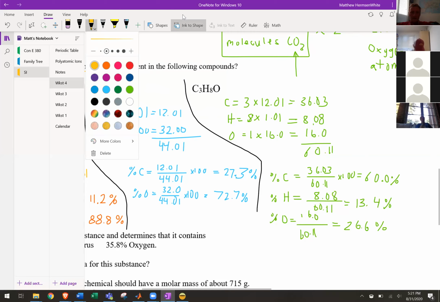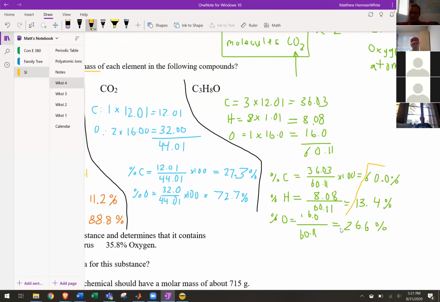Okay, so lastly, what I would recommend you do whenever you finish these problems is just check, does this add up to 100? If it does, you can be pretty certain you did it right. If it doesn't add up to 100, you know for a fact you did it wrong. So what questions do you guys have on percent composition by mass?